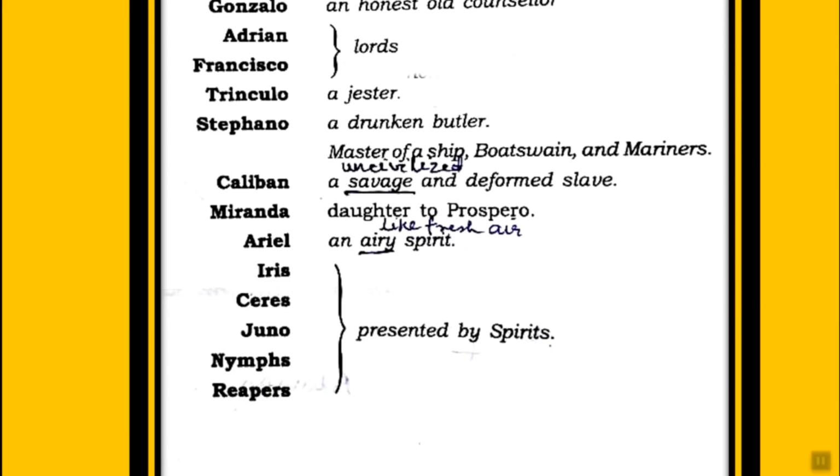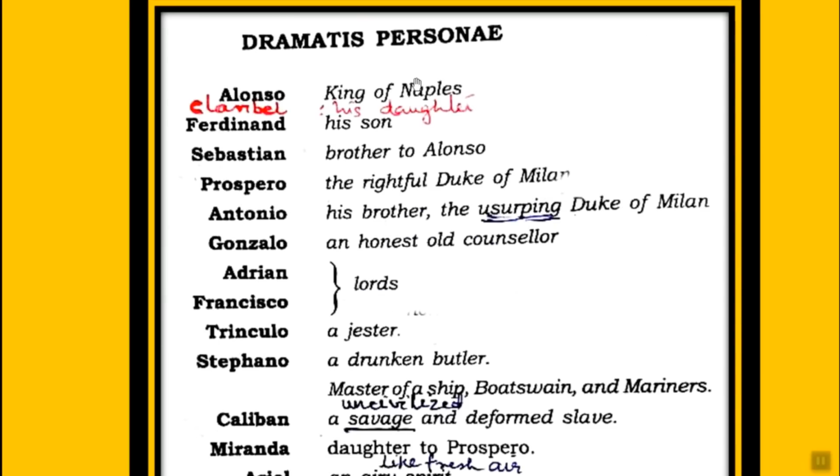Now see, this drama basically has just two cities to consider. One is Naples, where Alonso is the king, and the other place is Milan, where Prospero was the duke, but Antonio has removed Prospero by tricks and has become the Duke of Milan himself. So basically, two places, Naples and Milan. And there is one more place in the drama, that is the island on which the entire drama is staged.